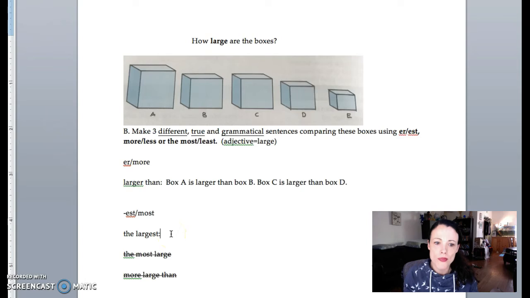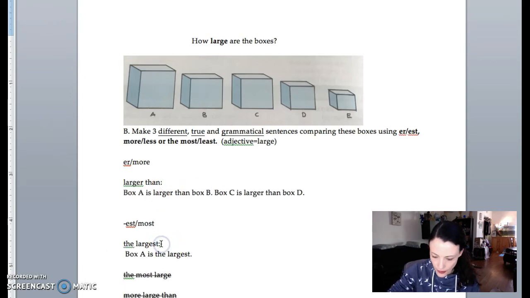So, if I look at all the boxes, what is the largest? A, right? So I will say box A is the largest. What about this sentence? Let's put these down so it's not confusing for you.